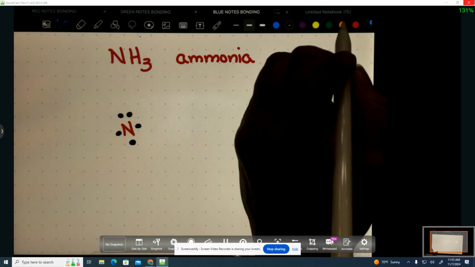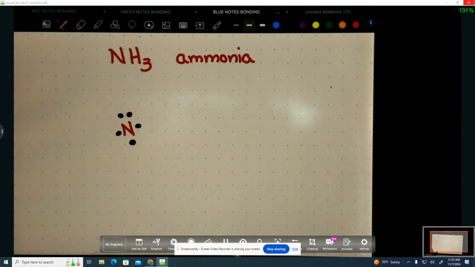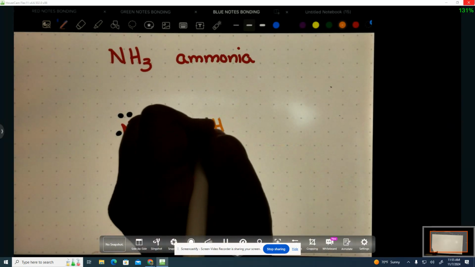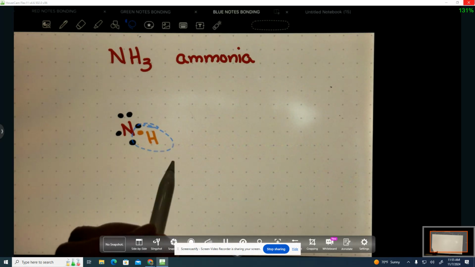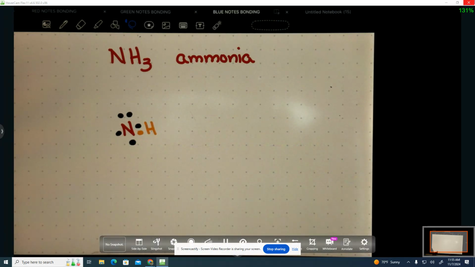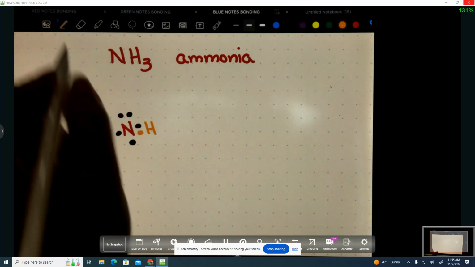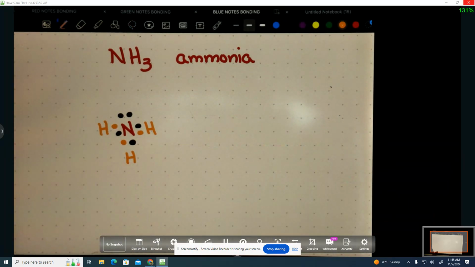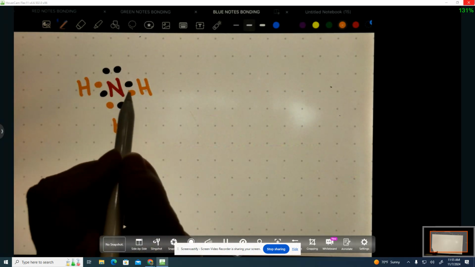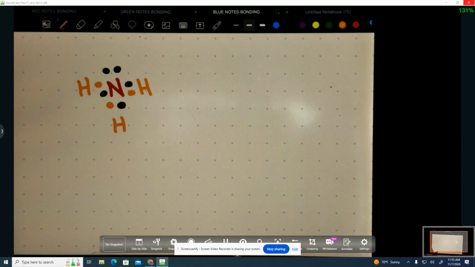And then let's come in with some hydrogens. I'll draw them in orange. So here's a hydrogen. That hydrogen's going to come in and it's going to bond right there. Another hydrogen's going to come in. He's going to bond right there. And another hydrogen's going to come in and he's going to bond right there. So we've got 3 single covalent bonds. You see that? 3 individual single covalent bonds.